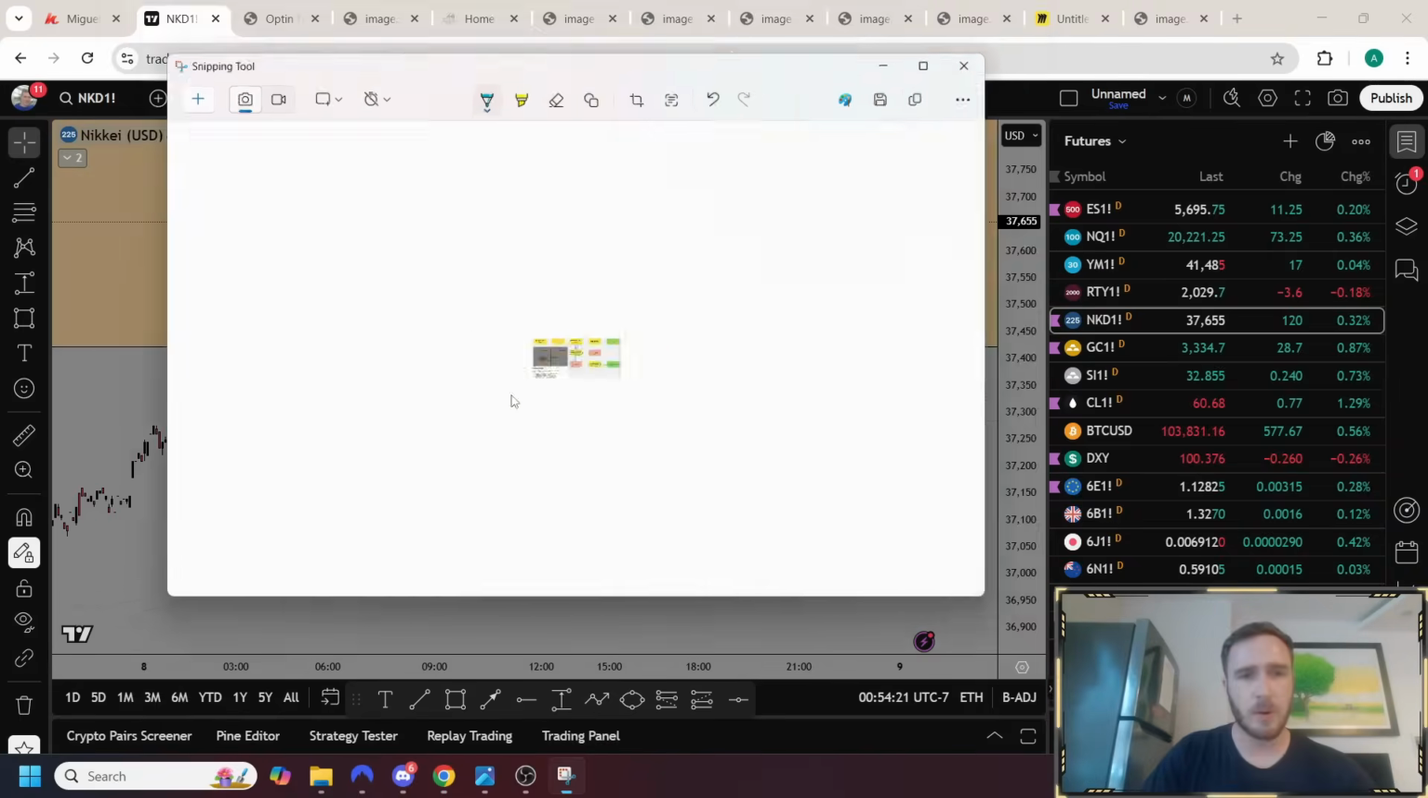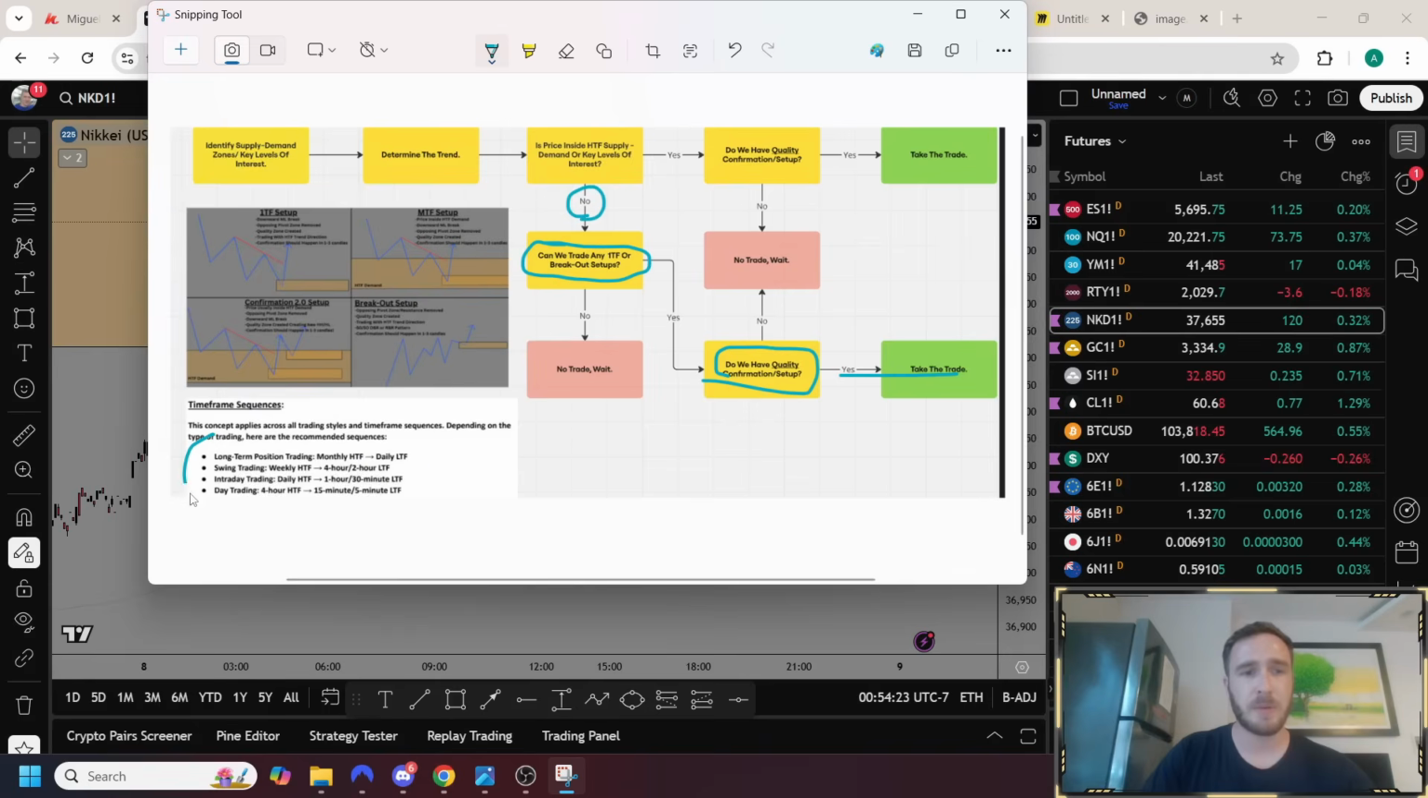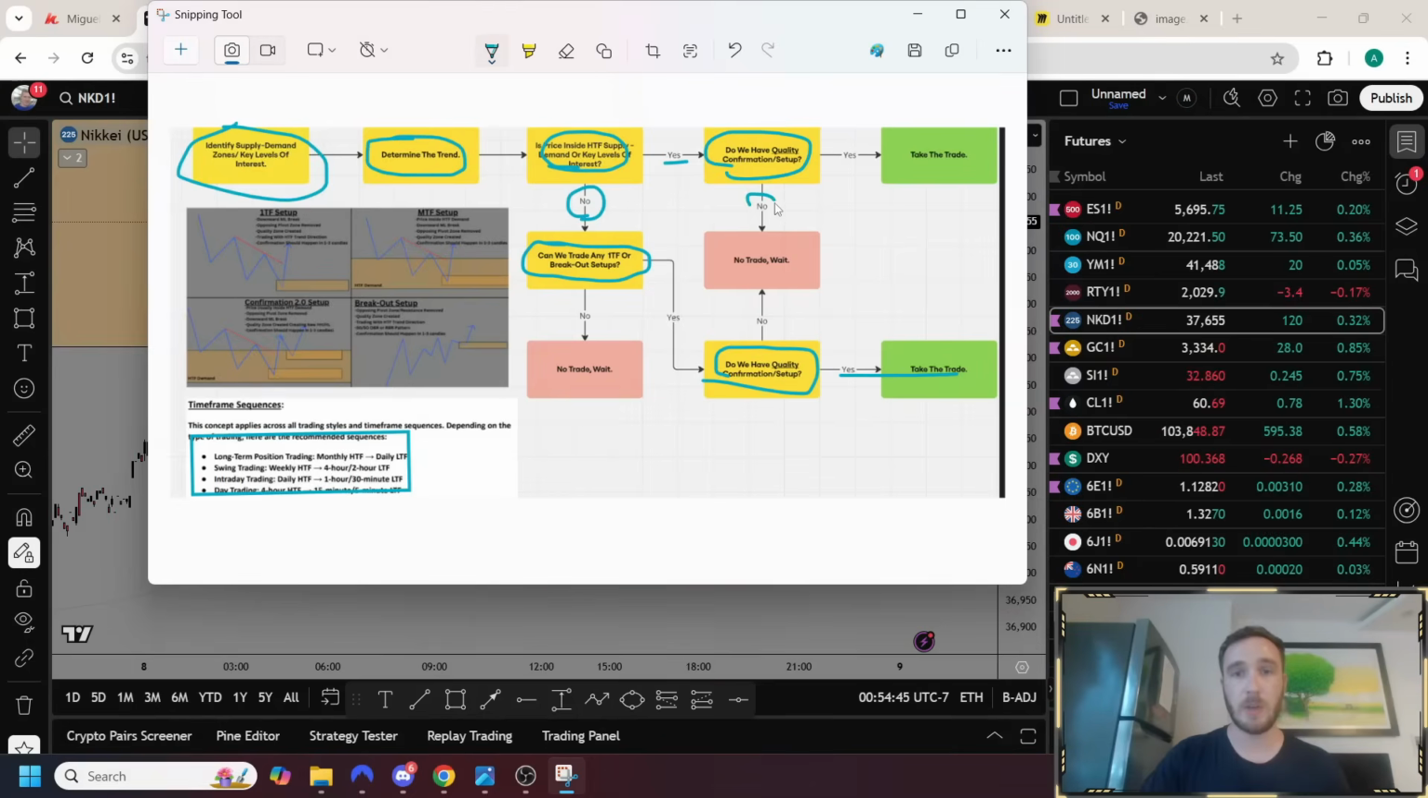Yeah, and see, that's the whole thing. You pick the time frame sequences that you want to look at. We talked about that at the start. You look at the markets that you're looking at, depending if you're scalping or swing trading. You always start off by drawing out your higher time frame supply and demand zones, determining the trend, and then waiting for prices to be inside your higher time frame. Are we inside higher time frame levels? Yes. Do we have the confirmation? No, we do not. We don't take the trade. Yes, we do. We take the trade, right? And so it's a flow chart.